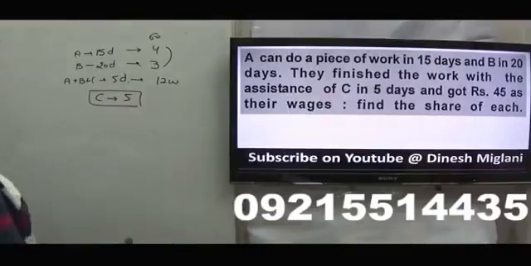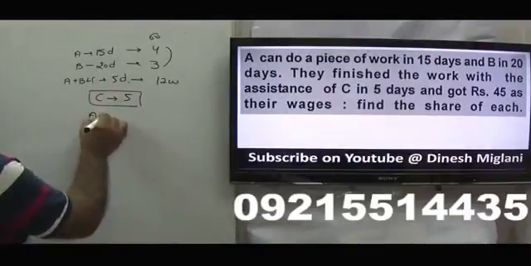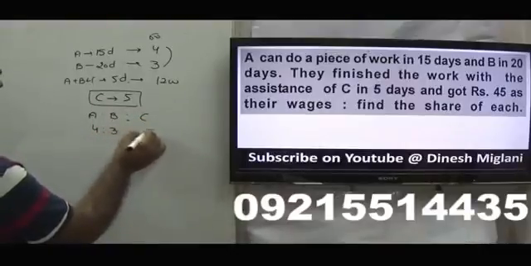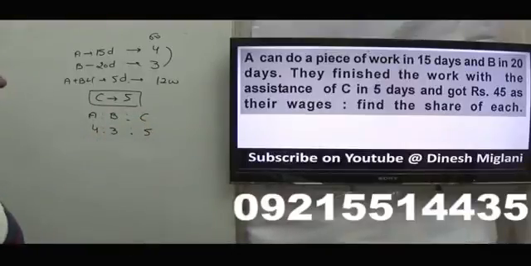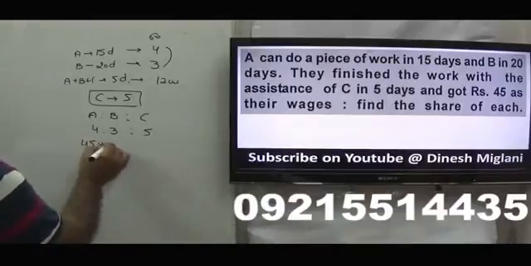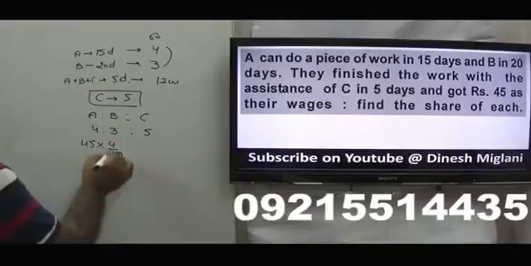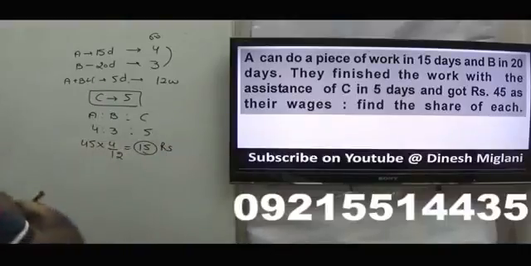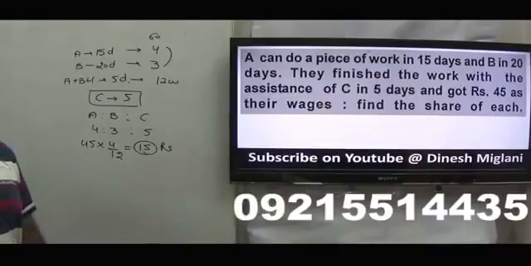Now we have to divide the money. The money has to be divided in the ratio of the work done. 4 is to 3 is to 5, right? It means I have to find the share of, let us say, A. Total money was 45. 45 into 4 by 12, right? So A will get 15 rupees. Similarly, to find the share of B or C, I may say 45 into 3 by 12 or 45 into 5 by 12. You can easily answer your problem. That's your answer. Okay?